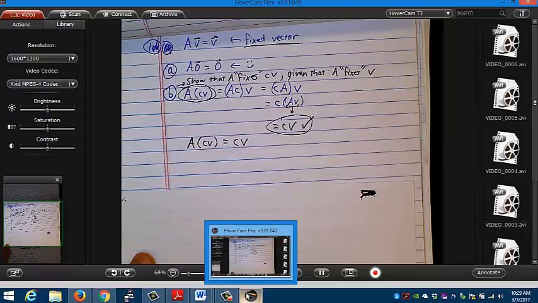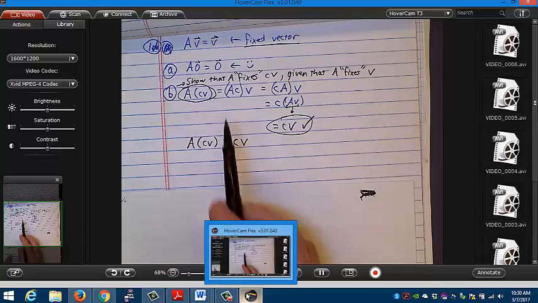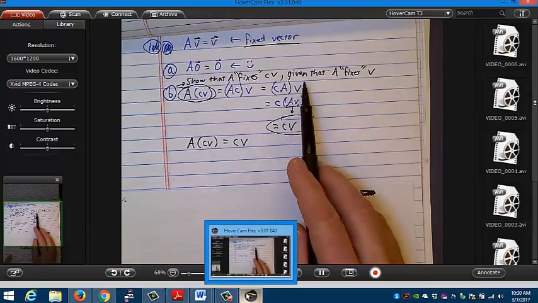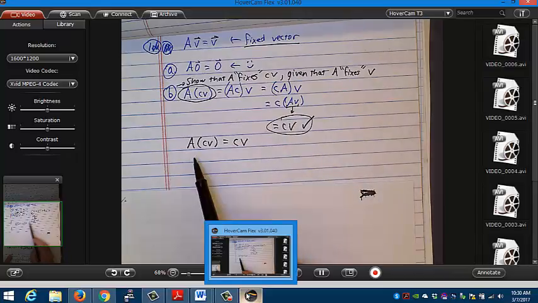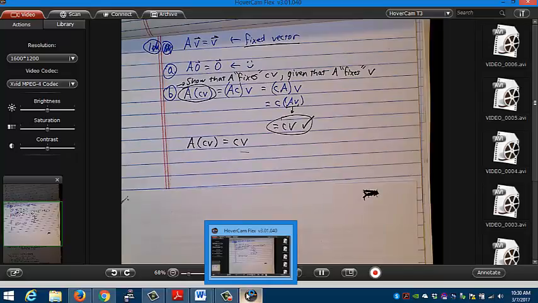One thing that made this proof a little bit more challenging was I don't think I followed my suggested procedure of unpacking until later. I said, we're given that A fixes V. Well, that's this piece here. We're trying to show that A fixes CV. Well, that's the piece down here. So here, I'm going to follow my procedure a little better.